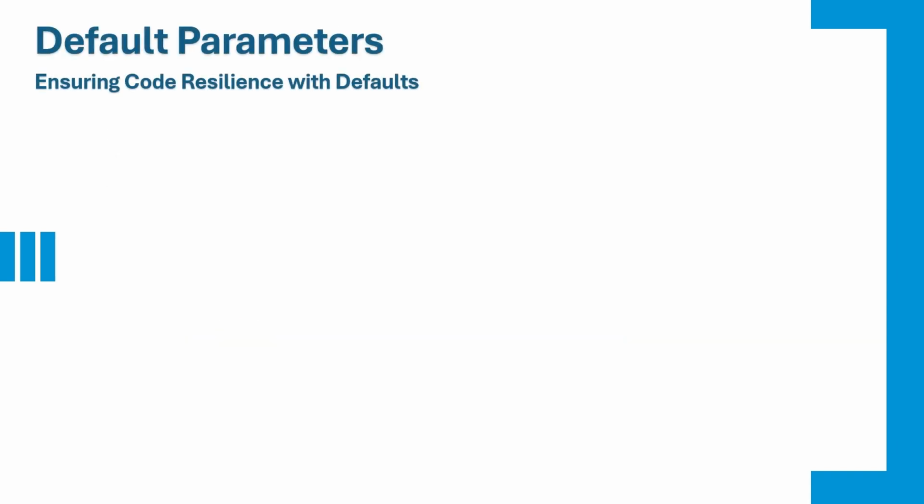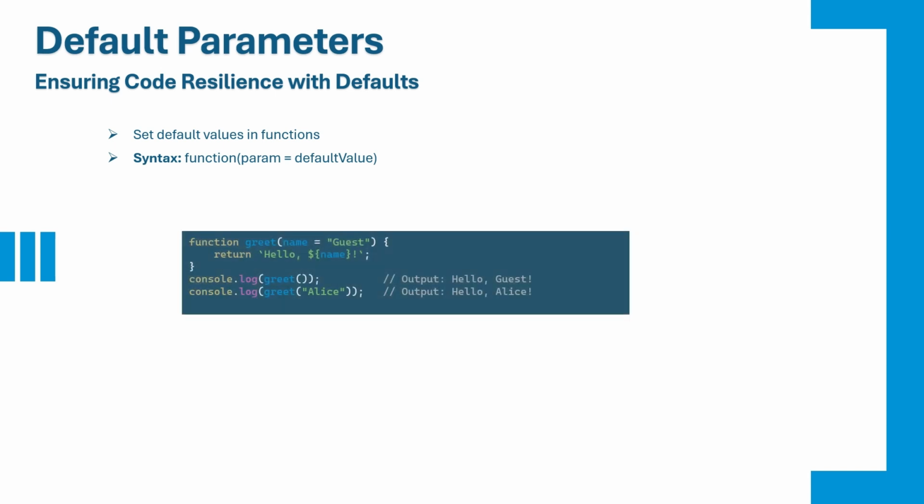Default parameters. With default parameters, we can set default values in function arguments, preventing errors when certain arguments are omitted. Here, parameter name defaults to guest if no argument is provided. We call greet once without arguments, which defaults to guest, and once with Alice. This way, our function can handle missing arguments gracefully.